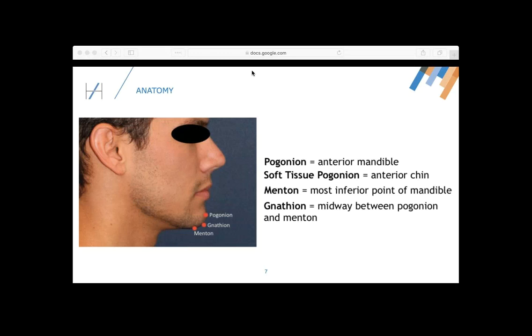Get practicing lower face as soon as you can, because you'll find that it becomes a very core part of your arsenal for getting results in both younger and aging patients. And the sooner you get moving on this, the better.